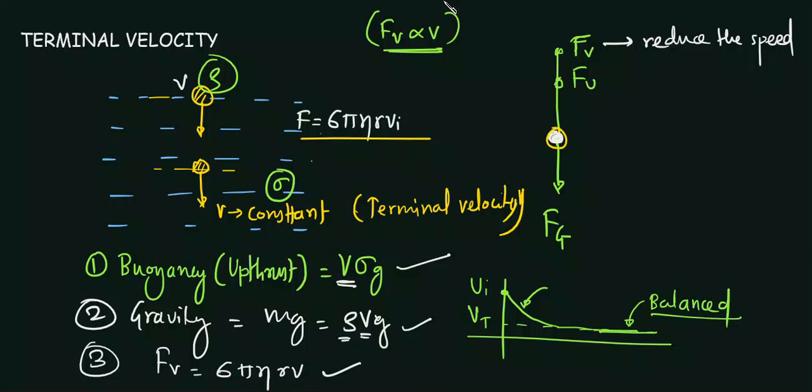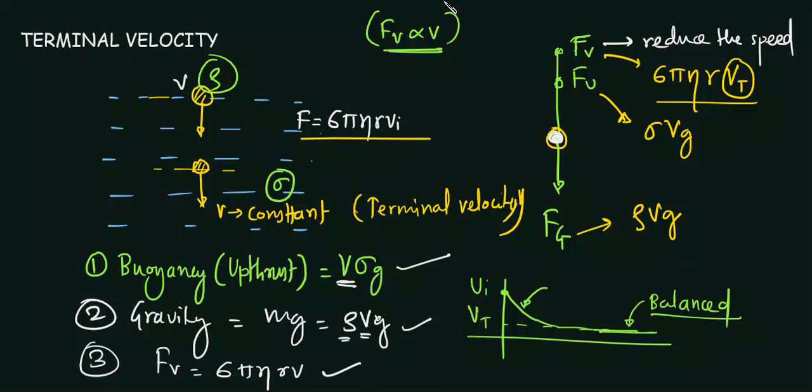When it is balanced, the viscous force acting on it will be equal to 6 pi eta r Vt. This is terminal velocity. The upthrust, buoyancy, is sigma Vg, and the Fg will be equal to rho Vg, and these forces are now balanced at the terminal. Initially they were not balanced, so the viscous force was acting on it, continuously reducing it, retarding it.